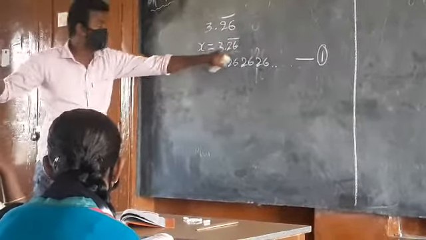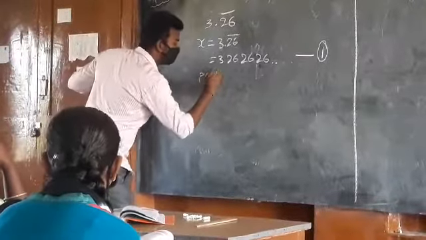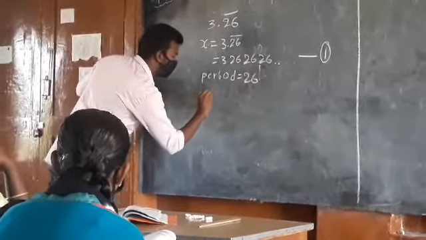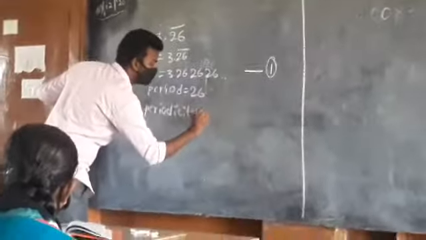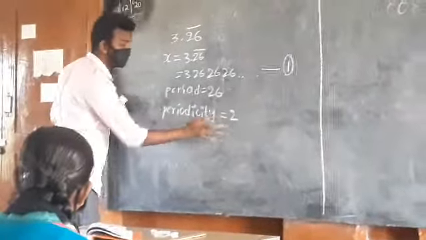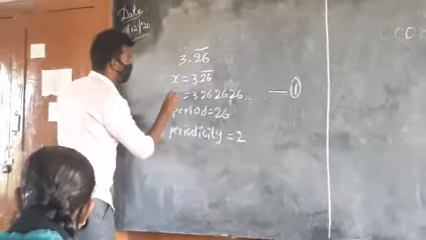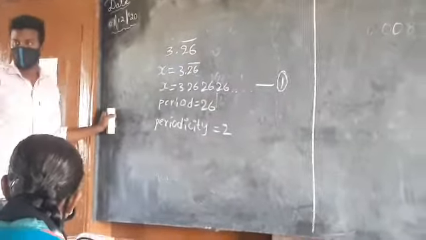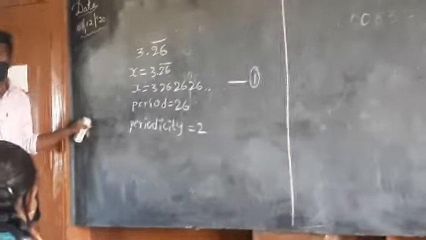Period of this decimal? 26. Yes, very good. Periodicity? 2. Very good. As there are two numbers repeating, we are going to multiply this entire equation, equation 1, with 100. I will let you know the reason behind multiplying with 100.